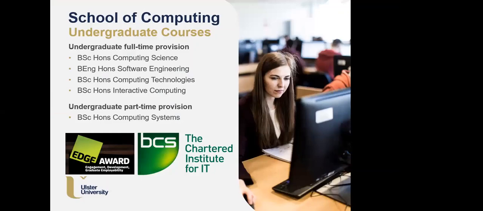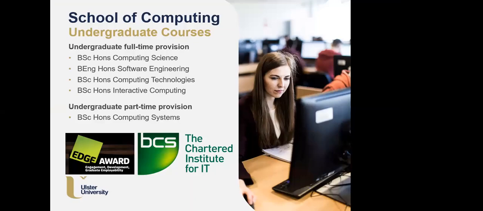So maybe more particularly, and I don't know if you've taken some time to look at these courses or if you already have a clear idea of what you may or may not want to engage in. We have 4 full-time undergraduate courses in the school, computing science and software engineering. So those 2 courses are tightly coupled together. Software engineering is a pathway through computing science. So it's a more specialized route through the traditional computing science course.